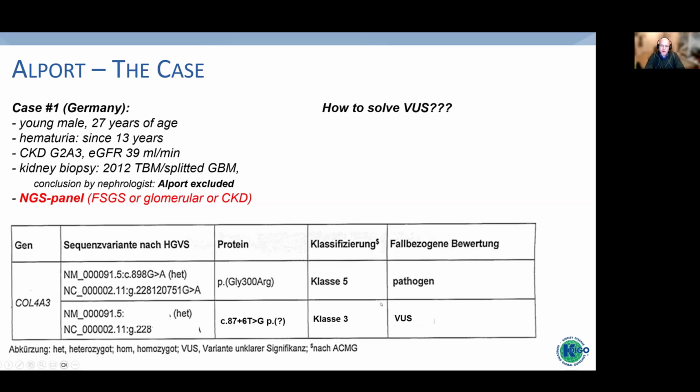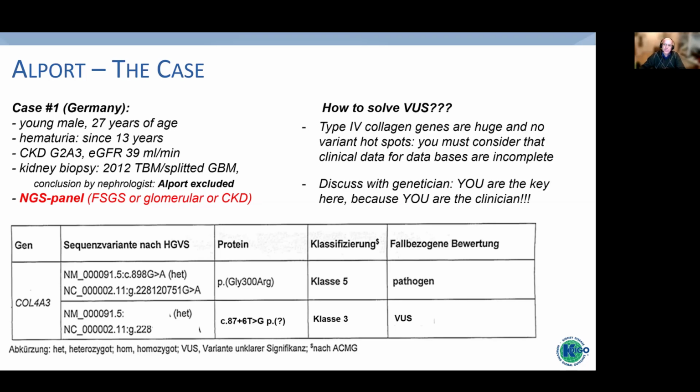So how can we resolve this unknown significance? Because it's very important to know if this is only heterozygous, or homozygous, or actually a compound heterozygous Alport case in this scenario. So the first message here is that the Alport genes are huge, 150 kilobases of exome variants, and we don't have a hotspot.